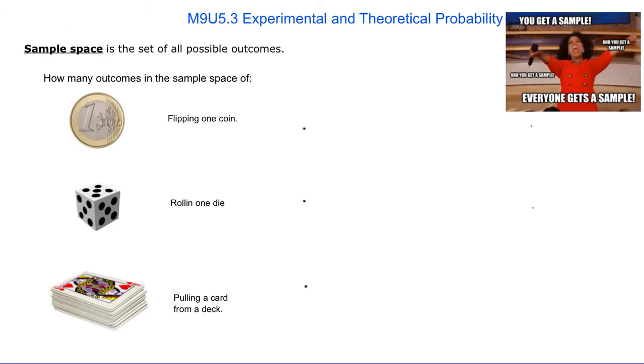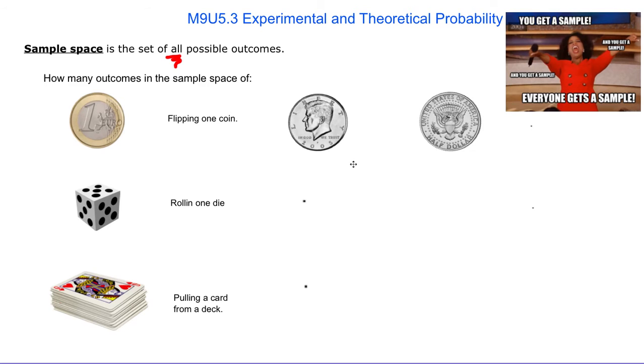Okay, so sample space is really all of the outcomes for an event. So, like flipping a coin, flipping one coin, it can either land heads or tails. Now, you can argue that it could land on the edge, but let's say we sharpen the edge down so it never does that, right? And wiggle the table so it never lands nicely. It either lands heads or tails.